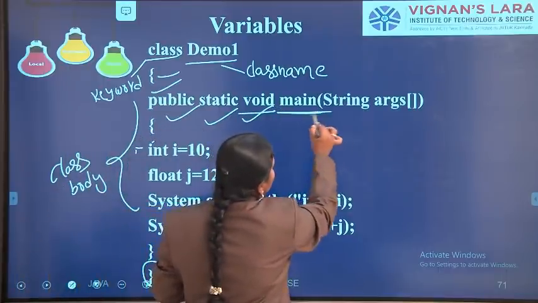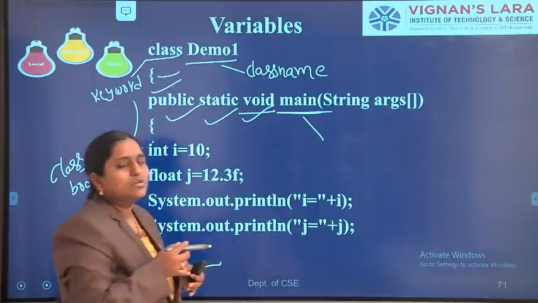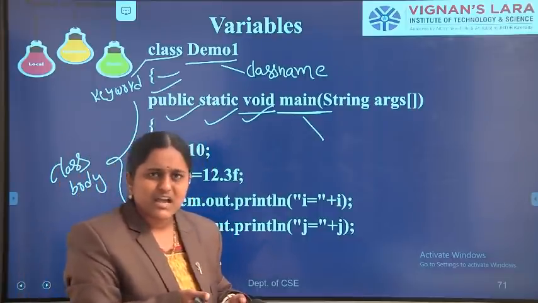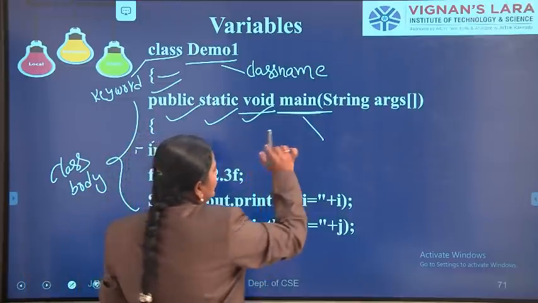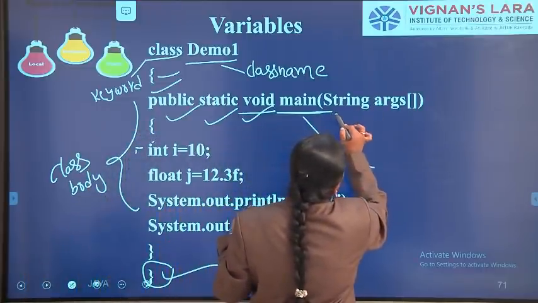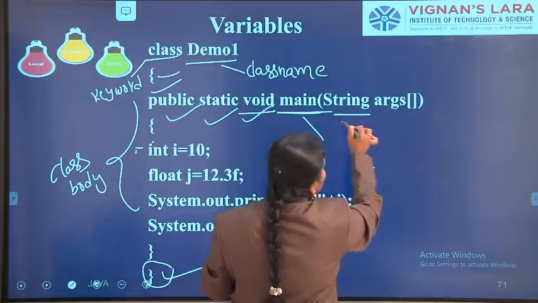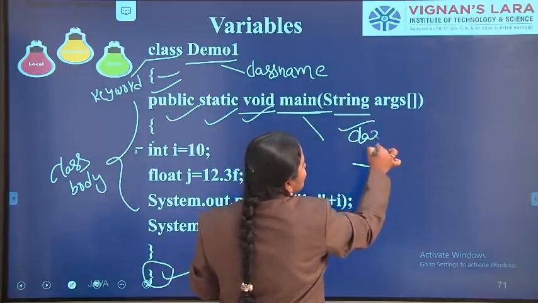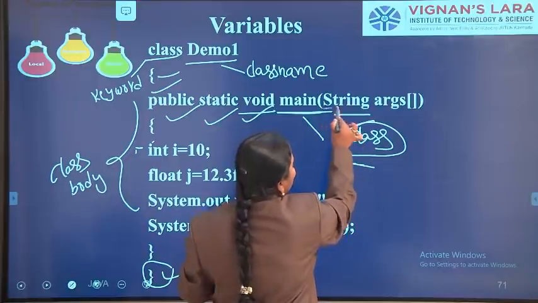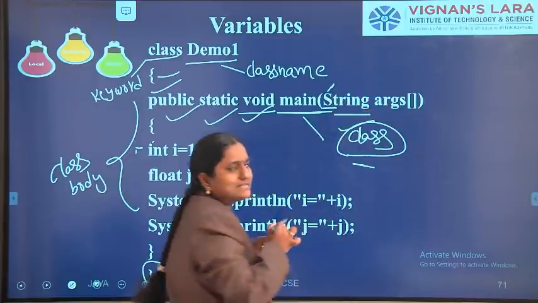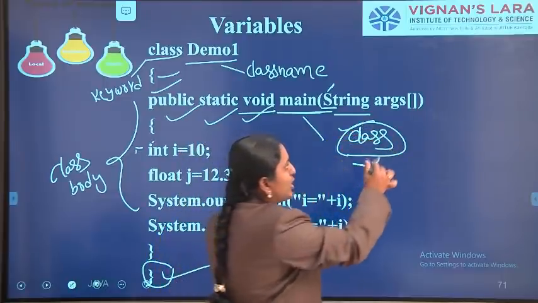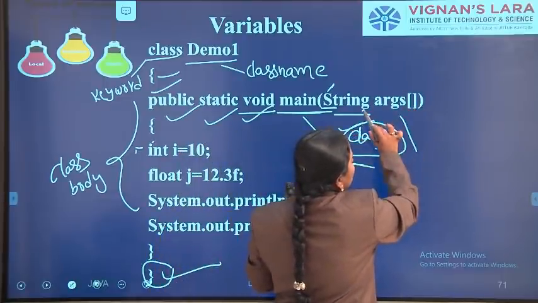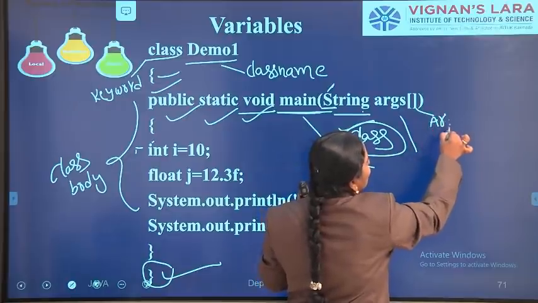Here main is a method, a function. The main method contains arguments. We have to pass the argument here: String is a predefined class, and its first letter should be uppercase. These are the command line arguments: String args array. This symbol is the array.